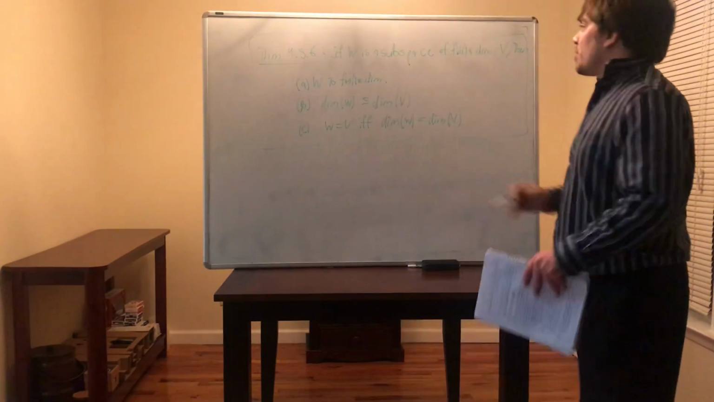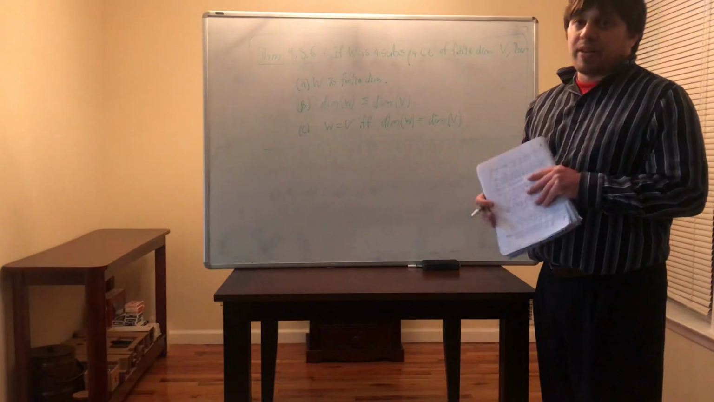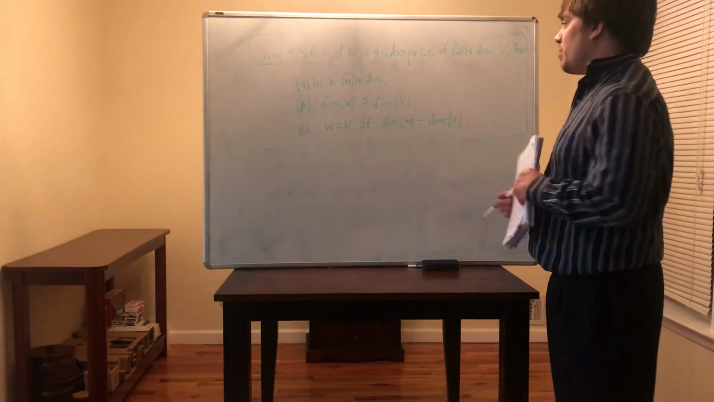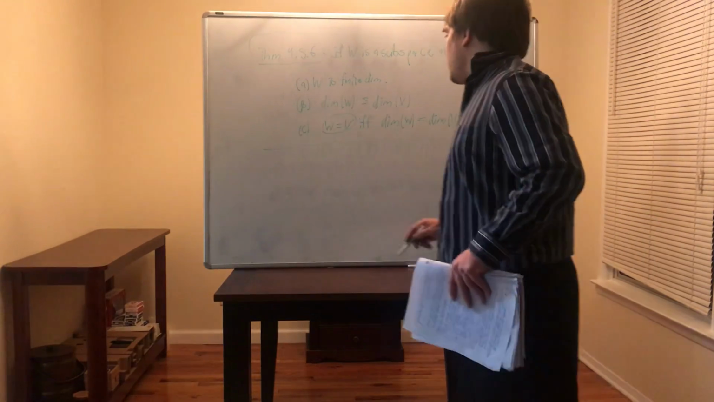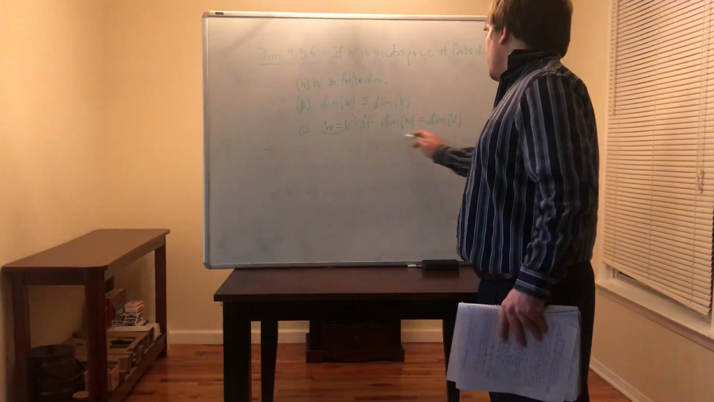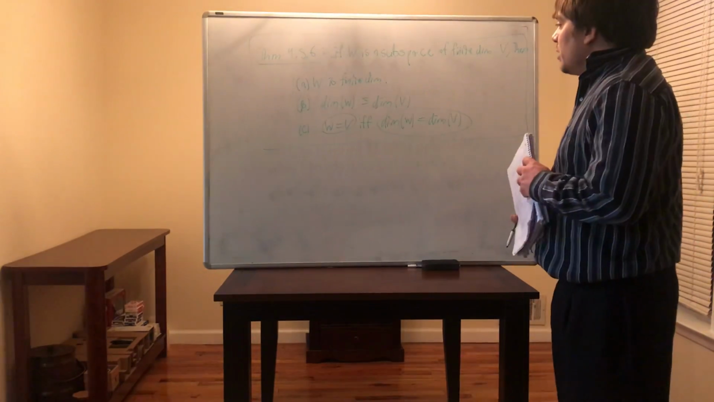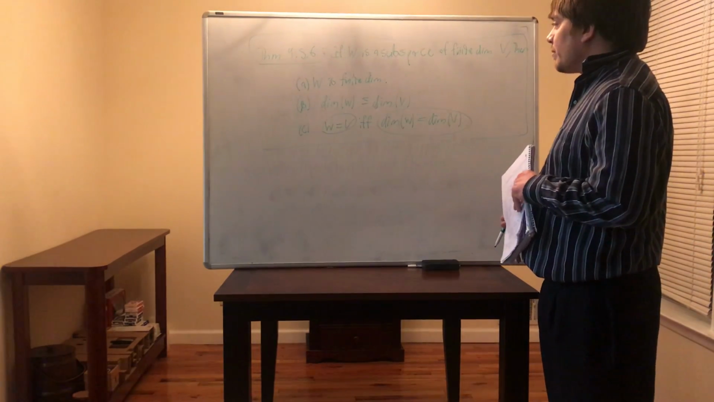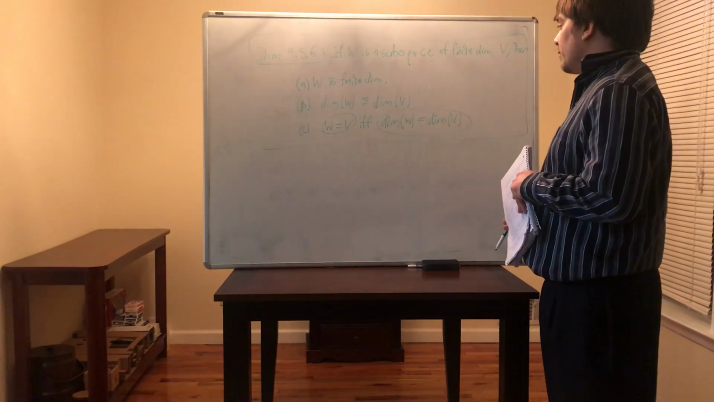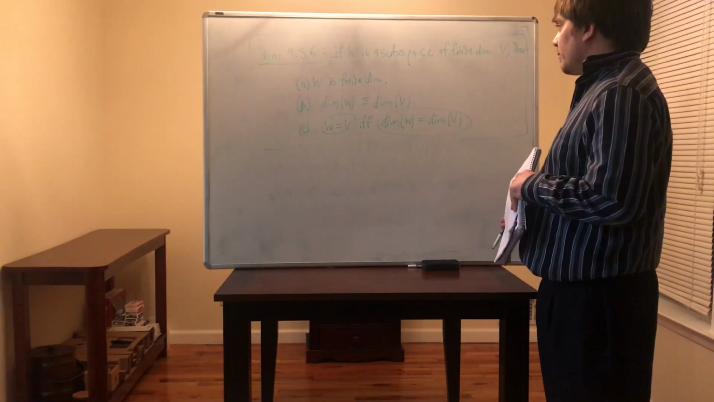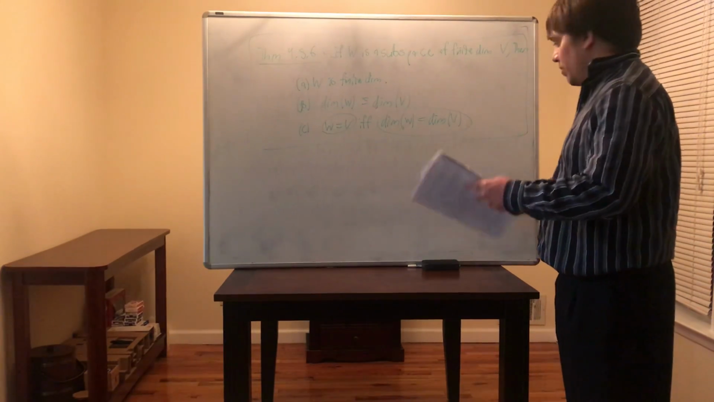Okay, so if W is a subspace of a finite dimensional V, then W has to be finite dimensional. The dimension of W has to be less than or equal to the dimension of V. And W equals V is equivalent, if and only if, the dimension of W is equal to the dimension of V. Okay? So that's the end of 4.5.